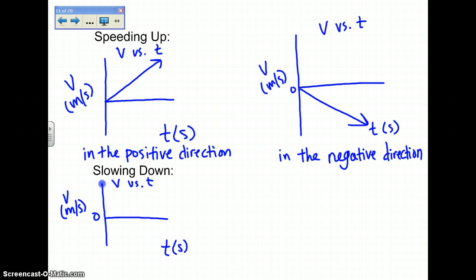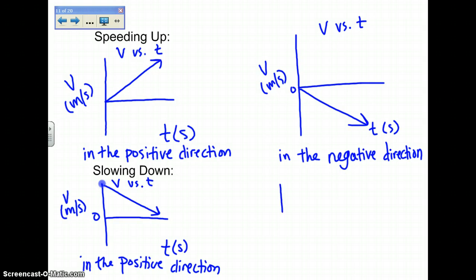So you're slowing down, but now you are slowing down in the positive direction. If you are slowing down in the positive direction, that would imply that your numbers are going to be getting smaller, but they would be above the x-axis because that's where your positives are. So you are slowing down in the positive direction.